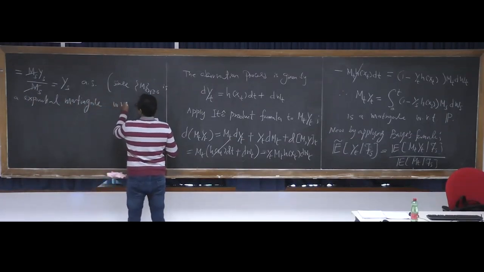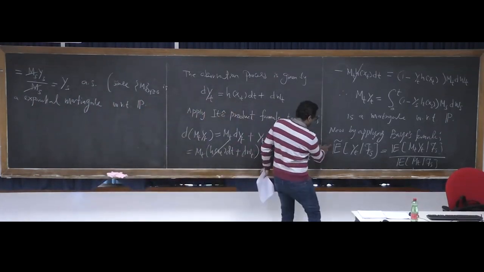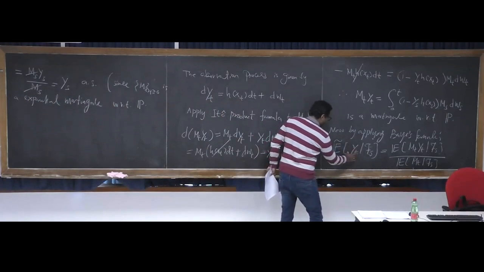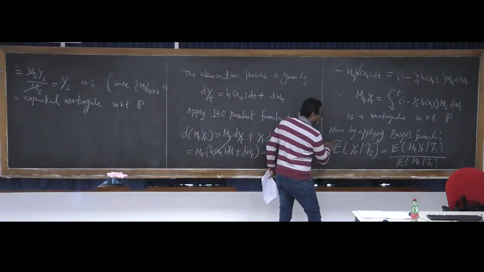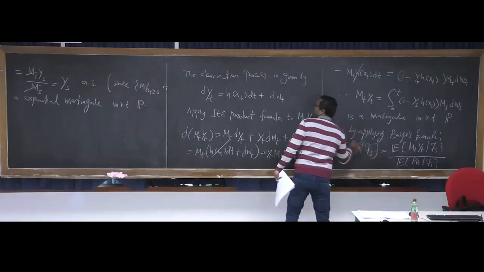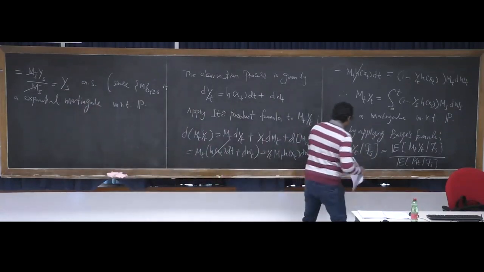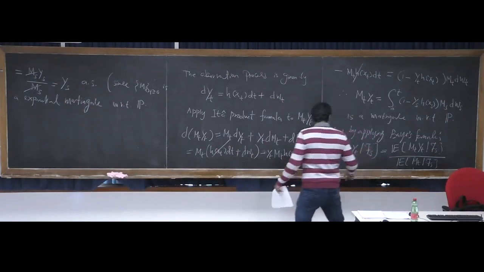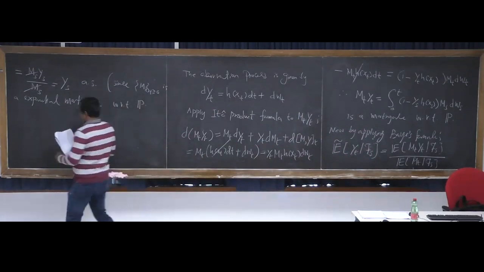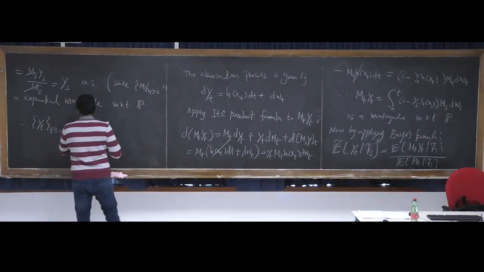With respect to the original probability measure P. Finally, we argue that the conditional expectation of YT with respect to the new probability measure P tilde, given the sigma field FS, is nothing but YS for any S less than or equal to T. Therefore, what you can conclude is that YT is a martingale.